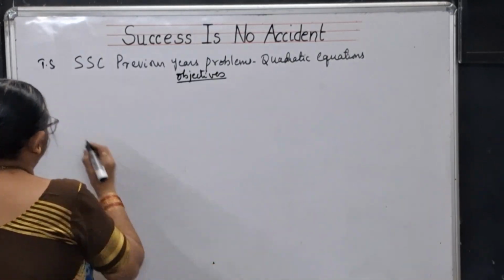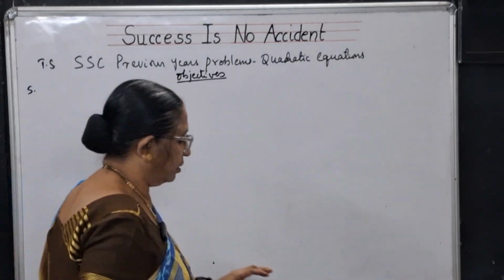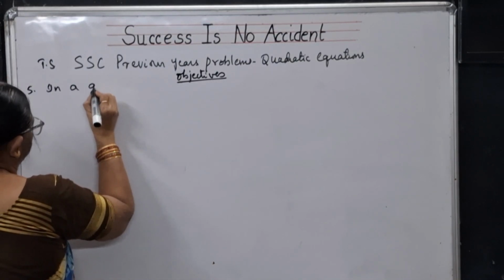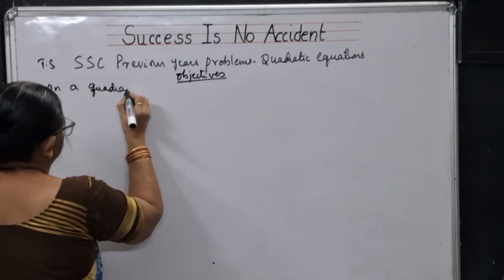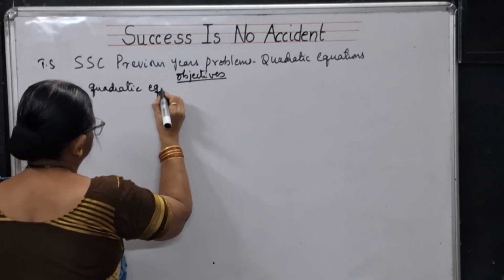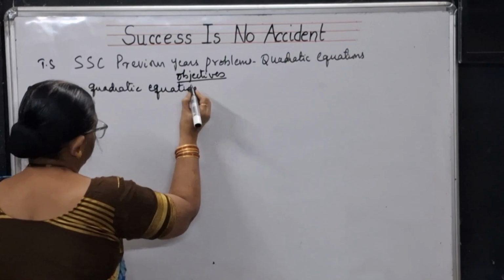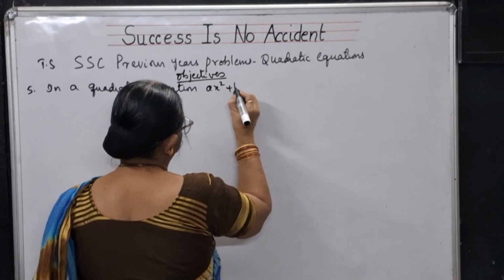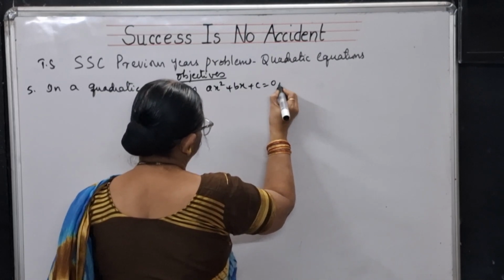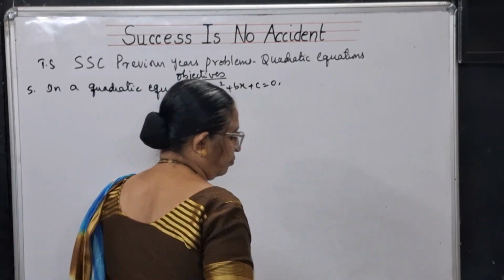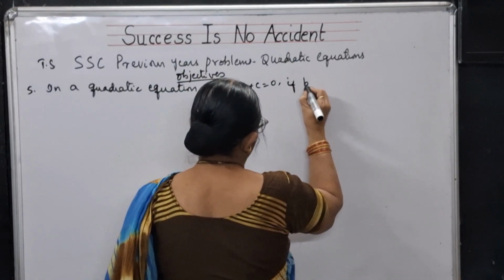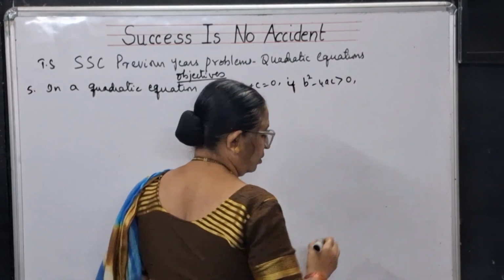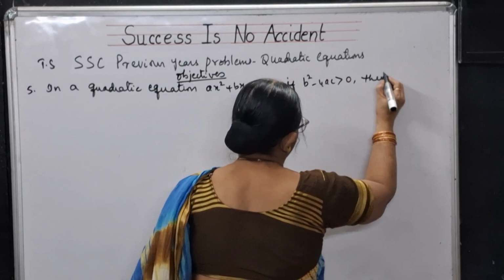Four problems I have done. Now, fifth one. In a quadratic equation, ax square plus bx plus c is equal to 0, if b square minus 4ac is greater than 0, their roots are.